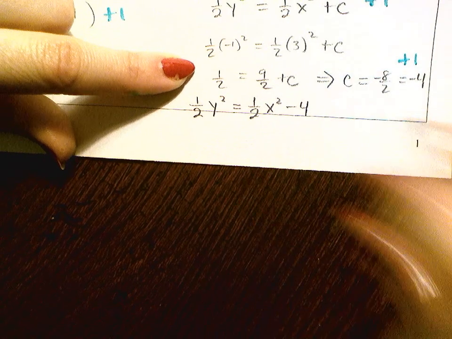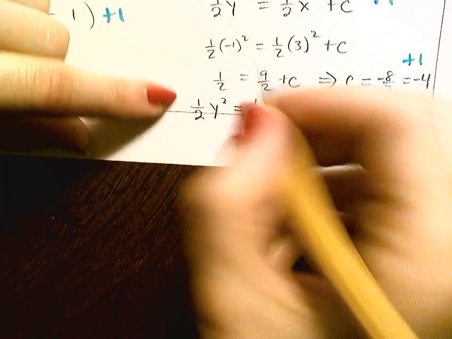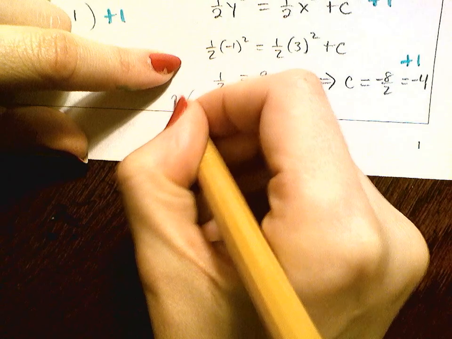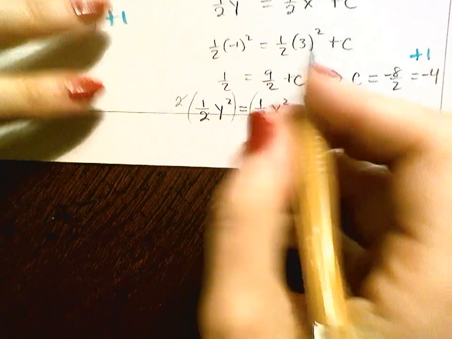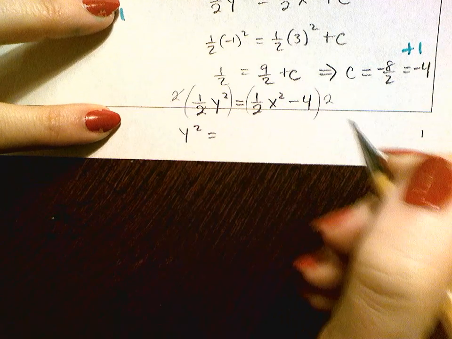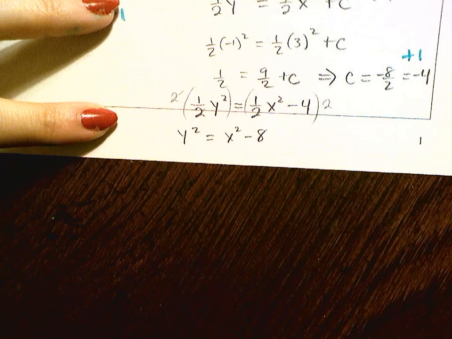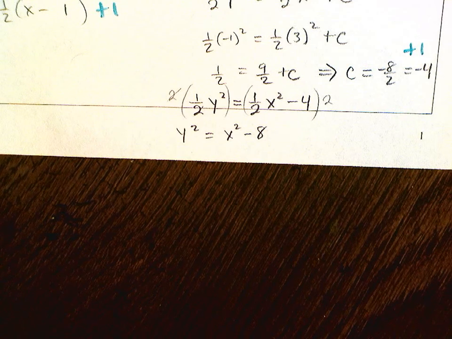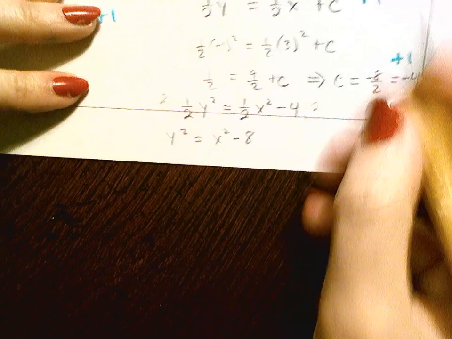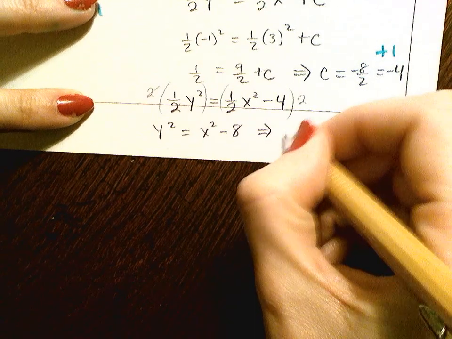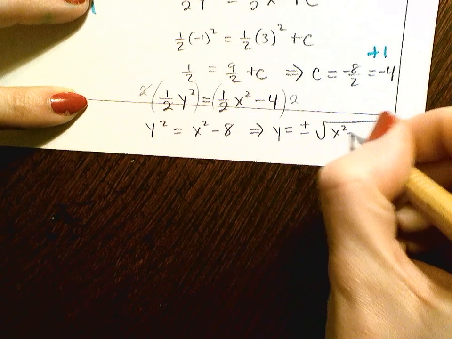plus or minus 4. We've got to solve for y. So you've got to divide both sides by 1/2 or multiply both sides by 2. That would cancel that out. So you get that y squared is equal to x squared minus 8. And if you don't understand something, you've got to pause and try to understand it. If this is not clear to you guys, it really needs to be. And then you take the square root of both sides. So y is equal to plus or minus the square root of x squared minus 8.